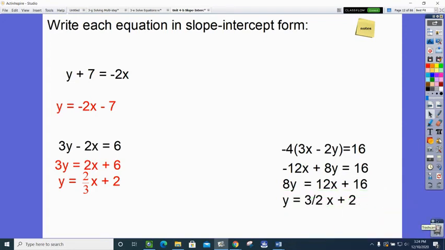And you would have 12 over 8, which you can divide by 4. You have 3 over 2. So this is your y equals mx plus b. You could plot 2 on the y-axis, rise 3, run 2, rise 3, run 2, boom, instant line. So you might have to do a little bit of transforming to get your particular linear equation into slope-intercept form.